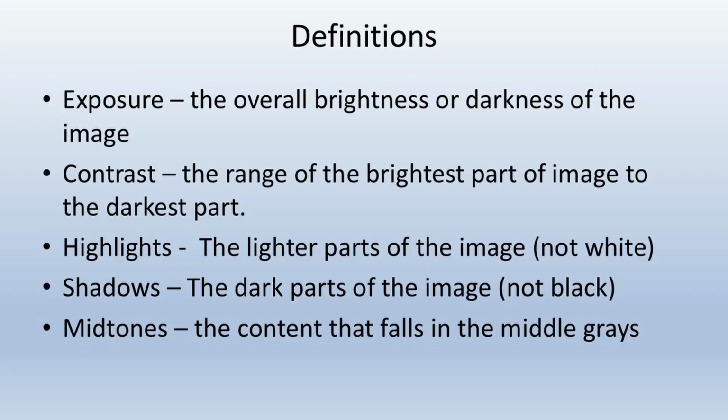So let's look at some definitions. Exposure is the overall brightness or darkness of the image. So when you adjust exposure, the light parts get lighter, the dark parts get lighter, the midtones get lighter. Contrast is the range from the brightest part of the image to the darkest part. Often we work to stretch that out to maximize it for visual impact.